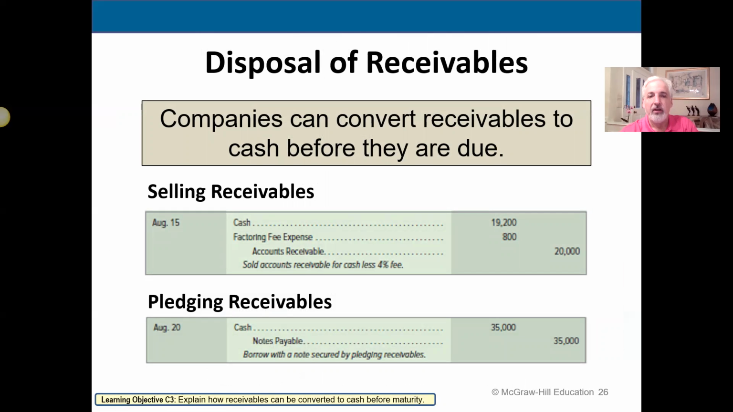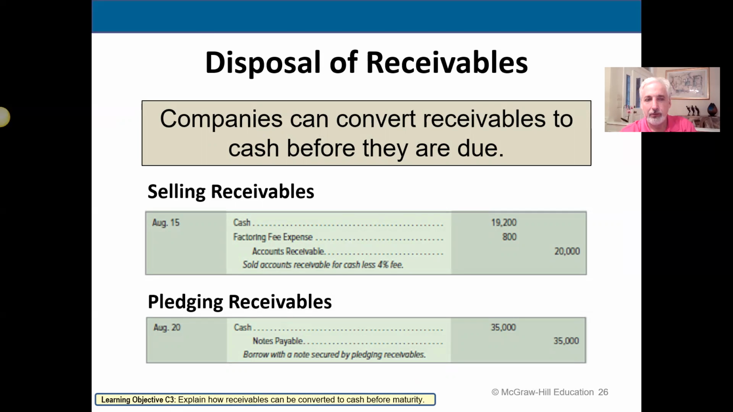Disposal of receivables. One thing I want to talk about is factoring. Receivables have a value. You can actually sell your receivables. You can say, you know what? I need the money today, but you're not supposed to pay me for 90 days. I can sell those receivables to somebody who'll give me the cash today at a discount. They won't give me the full amount, but I can make money and pay my payroll.